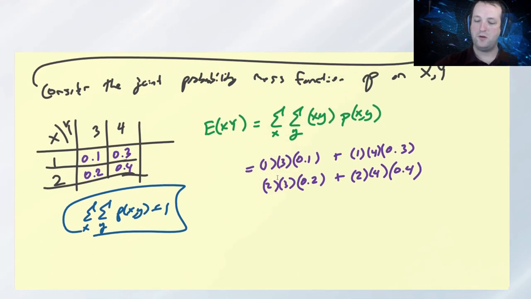So let's do some basic arithmetic. 3 times 0.1 is 0.3. And 4 times 0.3 is 1.2. 3 times 2 is 6, and 6 times 0.2 is 1.2.